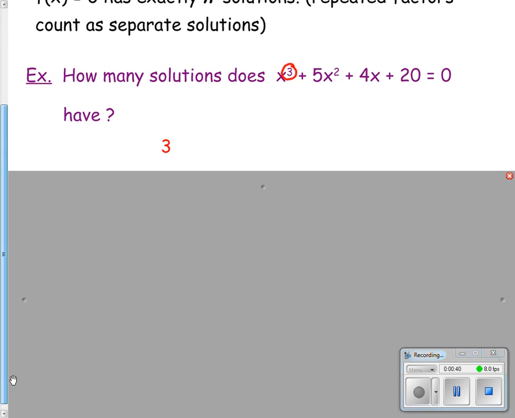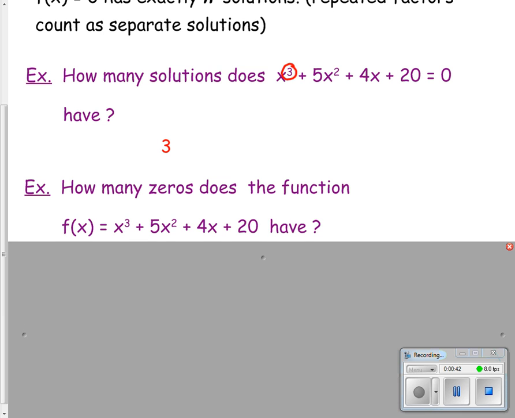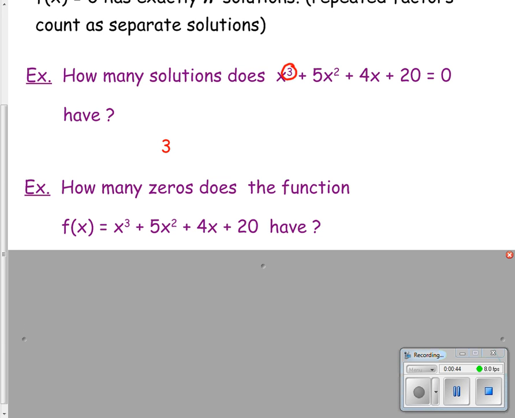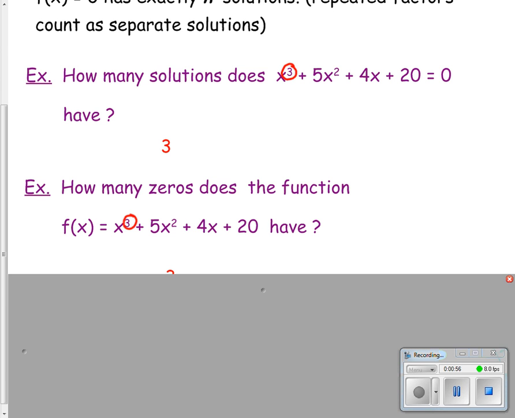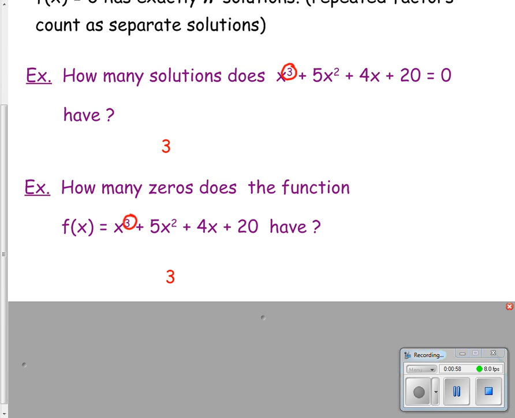Another way of asking the same question is to say, how many zeros does the function f of x equals x cubed plus 5x squared plus 4x plus 20 have? Once again, this is a third degree polynomial, so it has 3 zeros. How many zeros a function has is equivalent to asking, when does the function equal 0? So all you have to do is look at the highest degree term, which in this case is 3, and that's your answer.